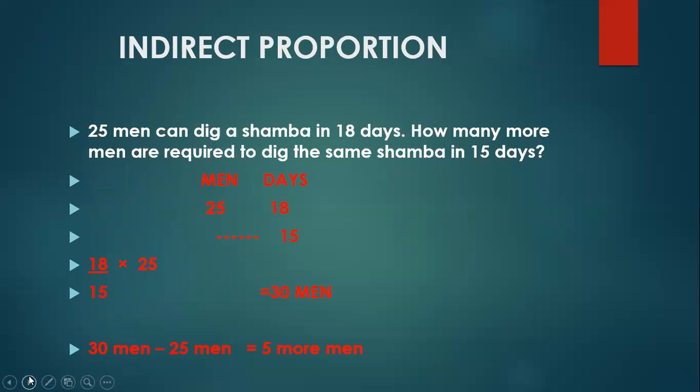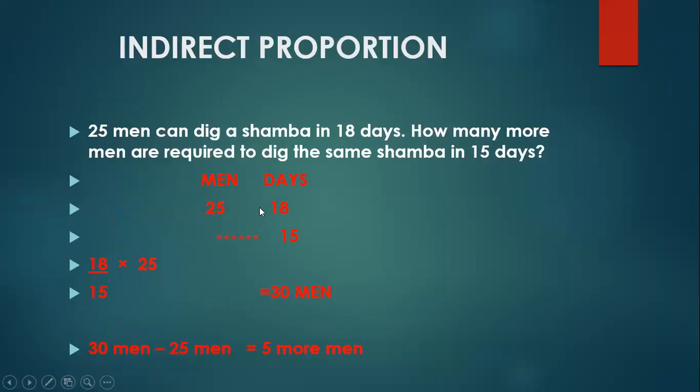Indirect proportion. When you see a question like this, don't make a mistake. We don't cross multiply here. I've shown you how to tackle this question. Very easy and very common in exams. 25 men can dig a shamba in 18 days. How many more men are required to dig the same shamba in 15 days?